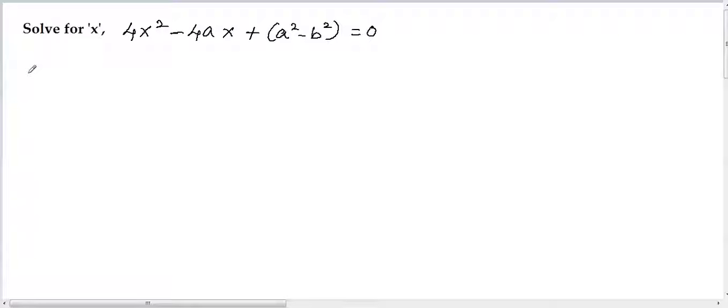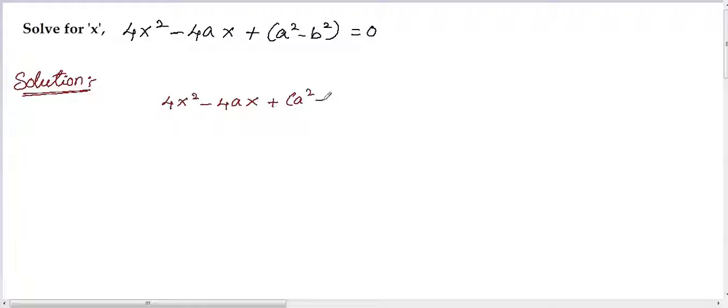Let's solve the question which I have written on the whiteboard. See here, we need to find the values of x. The given equation, the given expression is 4x squared minus 4ax plus a square minus b square.